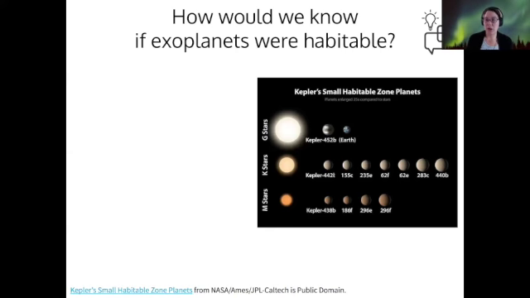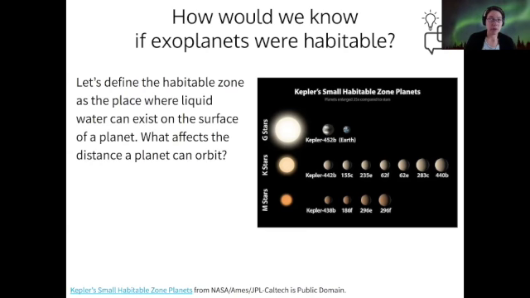The reason these are all called Kepler is because there's a space telescope called Kepler, and it's the one that's looking for exoplanets. Okay, so I have a question, which is, how would we know if any of these exoplanets were habitable? And just to get you started, let's define the habitable zone as the place where liquid water can exist on the surface of a planet. So given that, what affects whether or not a planet is habitable?